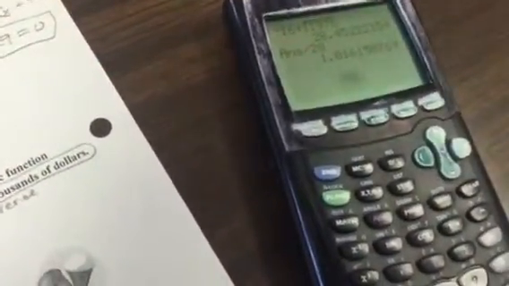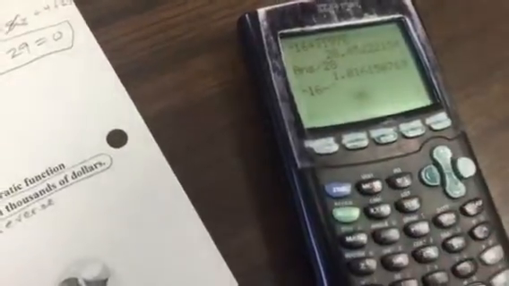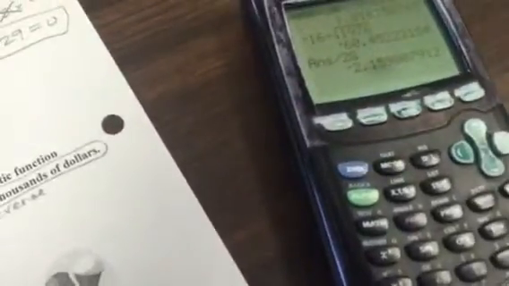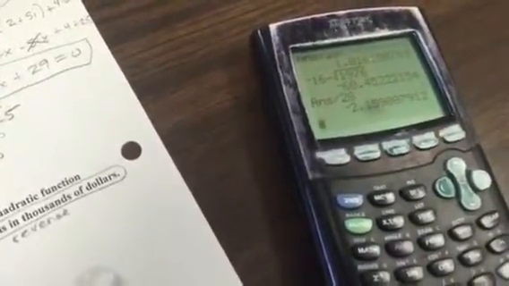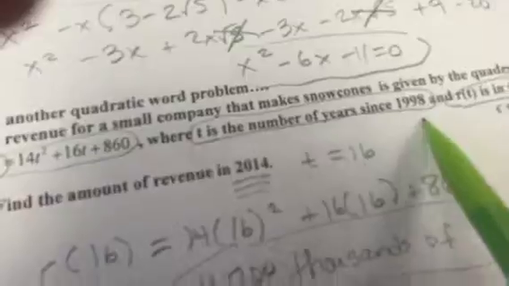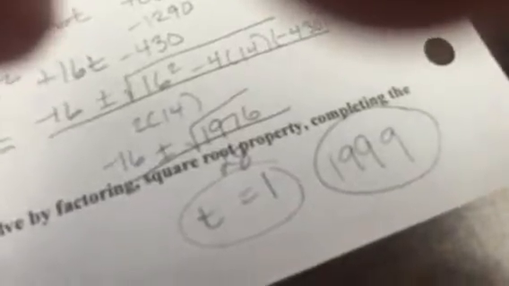Now let me do the other one. Negative 16 minus the square root of 1,976. Press equal and divide it by 28, and we get a negative answer, so we're not going to write that down. So T equals 1 is what I get when I round it. What is T? T is the number of years since 1998. So T equals 1 means the answer to the question is 1999.